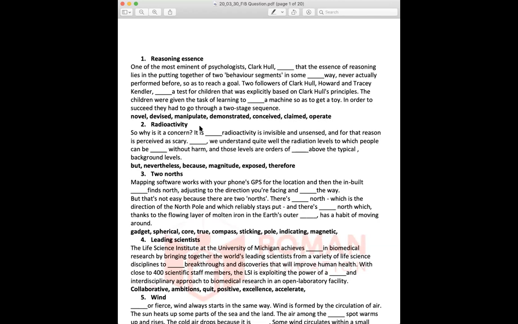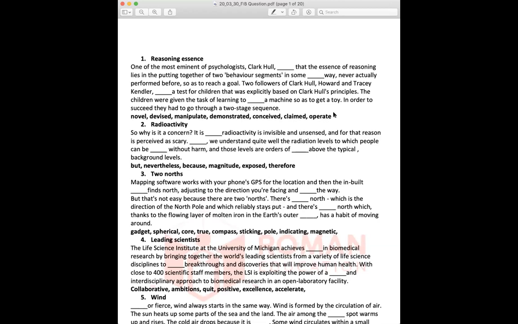So the answer is either manipulate or operate. And I'll choose operate because it's a machine. So "operate a machine" is a better sounding combination compared to "manipulate a machine." And it makes sense to say "learning to operate a machine." So you can see here, what I'm simply doing is going through the paragraph quickly so that I can see what they're trying to say.